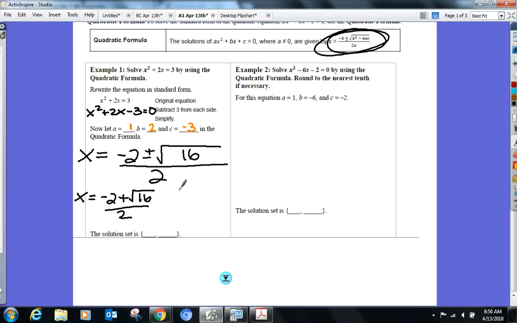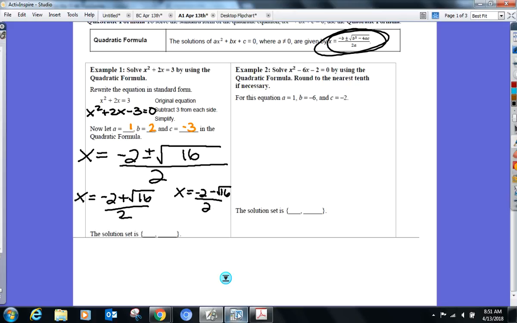And what's the other answer going to come from? X equals negative 2 minus radical 16 over 2. That's what that plus and minus means, everyone. I'm going to add, and then I'm going to subtract. Everything else stays the same. And this is the beauty of these calculators. I'm going to plug all of this in that little fraction template, and it'll just poof, pop up the answer.